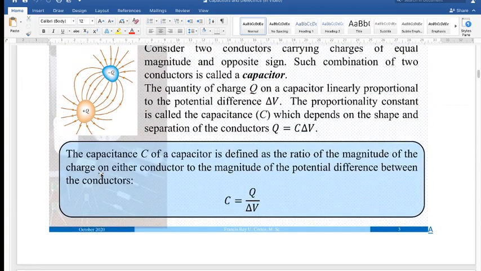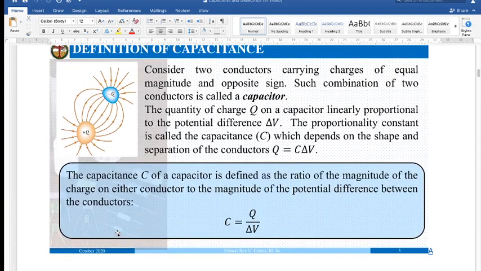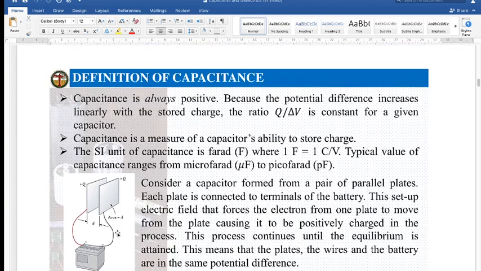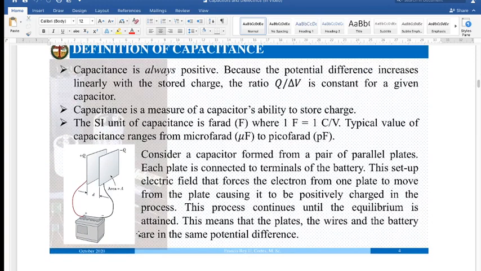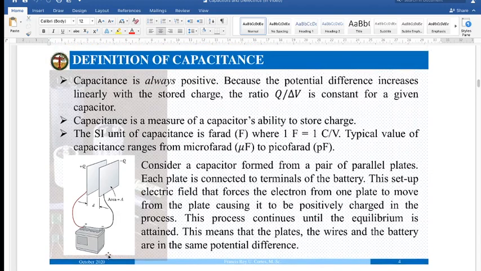Okay? So if you see a capacitor and its capacitance is such and such, that is its capacitance. Okay? It will not change anymore. But what matters the most is the Q and delta V, that can change the capacitance. But the capacitance is only dependent on the geometry of the conductors involved in the capacitor. Okay? So capacitance is also a measure of a capacitor's ability to store charges.